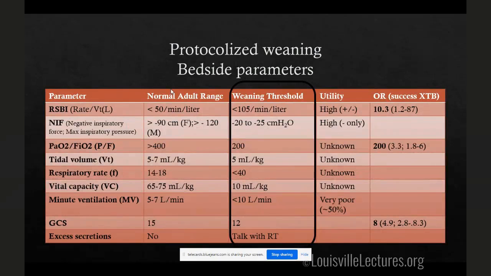And that's really not super normal. Just good enough. And so you're going to get the RSBI, the NIF, tidal volume, vital capacity. So ideally you would have greater than 10 mils per kg. Again, that's 1/6 of what the average person would be. So we're not expecting tons of great effort on the vent to get them off. Okay.